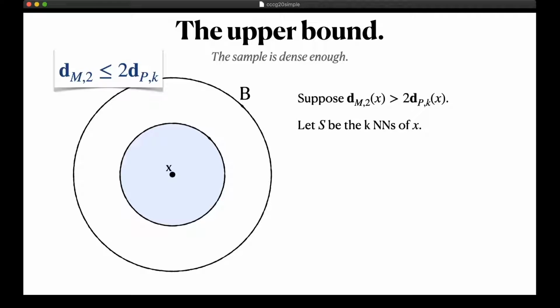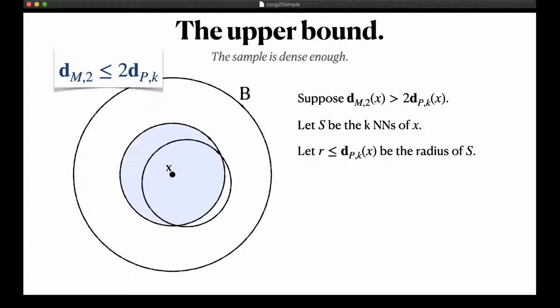Let's define S to be the k nearest neighbors of x. And if we draw the minimum enclosing ball of those points, it has a radius, let's call it r, and that radius, of course, is at most d_pk of x because we know that those points all fit in a ball of radius d_pk of x. And there must be some point in that set S whose distance to the nearest sample in M is at least r. If all of the points in S were less than r away from a point in M, well, there's only one point in M in the interior of B, so that means the point M would be the center of an even smaller minimum enclosing ball, which would contradict our choice of r.